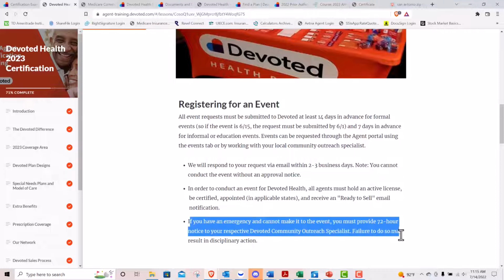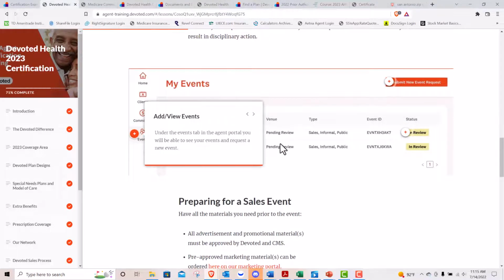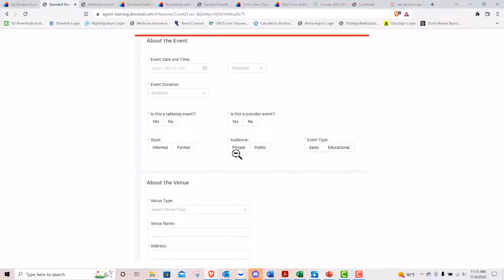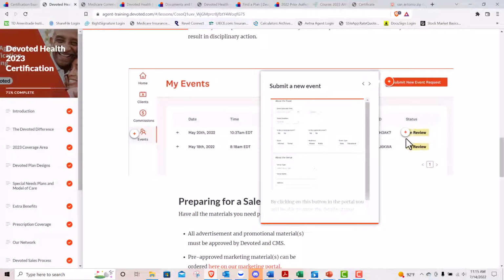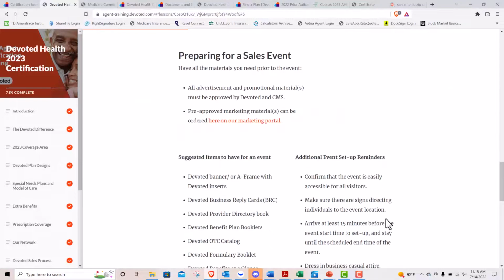72-hour notice. Okay, so 72-hour notice if you cannot make the event that you are registered for, and this looks like what it is. You click on add events, you submit the new event via this event here, and then under review, I guess, means they're still thinking about it. Okay, make sure you have all the marketing equipment you need. You can order stuff from here, I'm assuming, once you have your login, because it probably won't work for me because I don't have a ready to sell email yet.